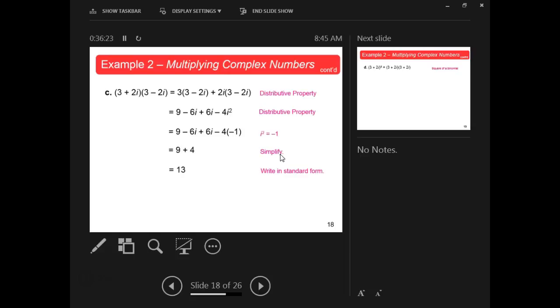Now, remember back when we were multiplying binomials? One of the real fun ones to do was a plus b times a minus b. And that gave us a difference of two perfect squares. Well, the square here is 9 minus 4i squared, which is plus 4. You can get there right away. Just remember, you always change the sign of that last one because i squared is minus 1. So sure enough, that's it.